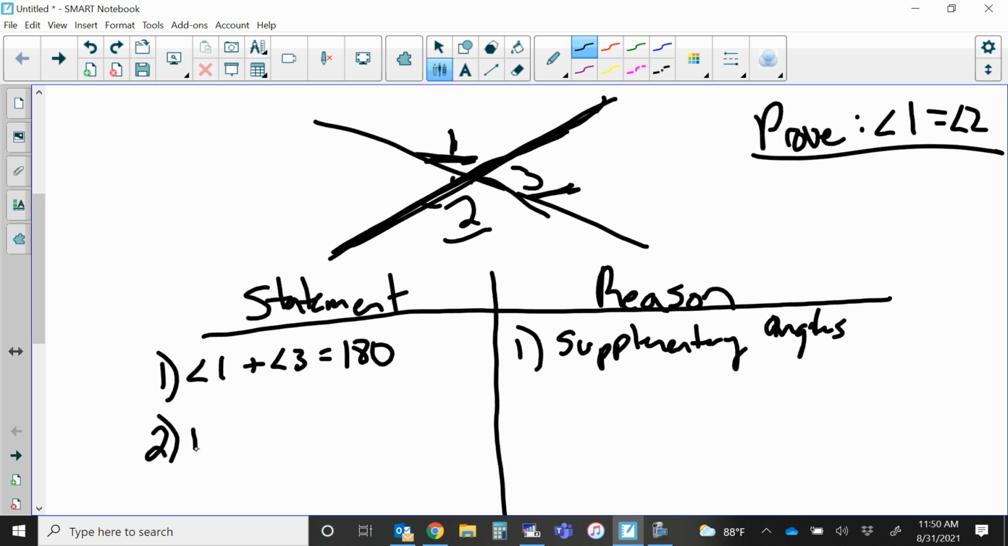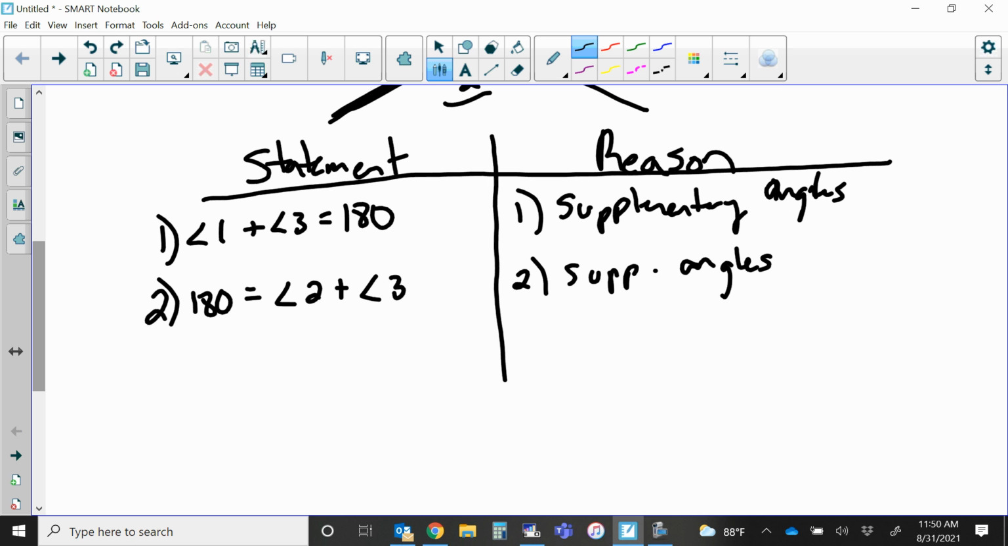But instead of doing it like that, I'm going to do it like this. What's our reasoning why? Supplementary angles. Three. Anyone see something that I told you we were going to use in a little different way? It might not always be the same letters, but the idea is there.